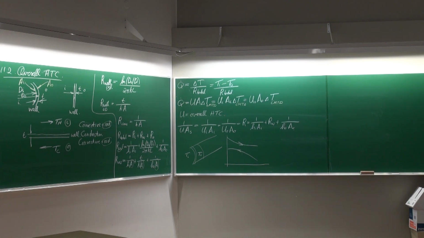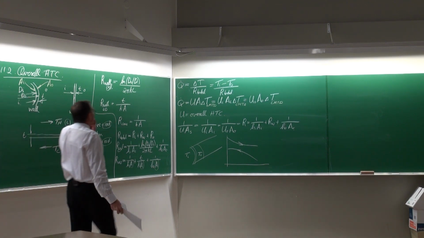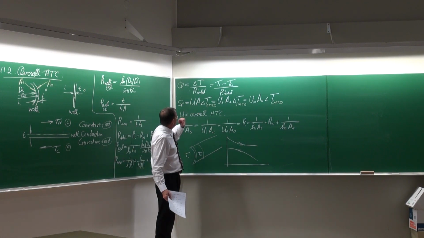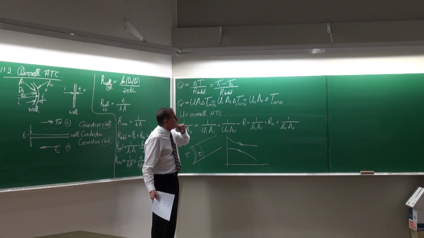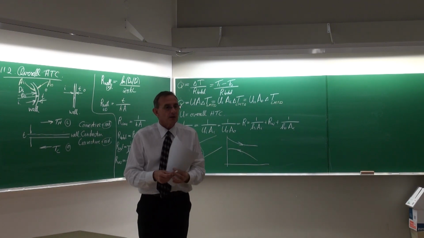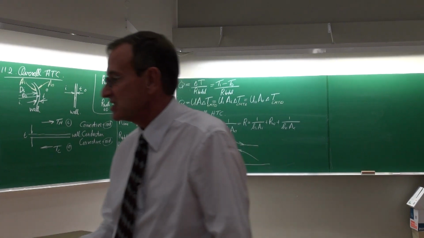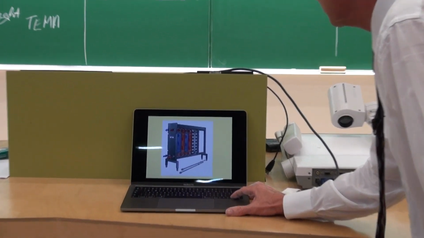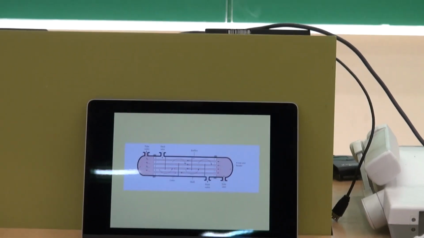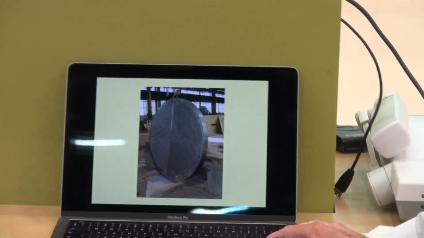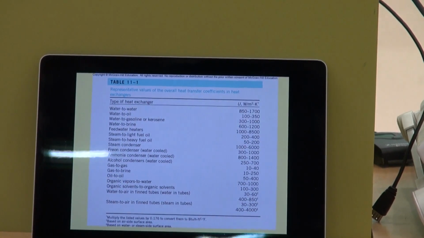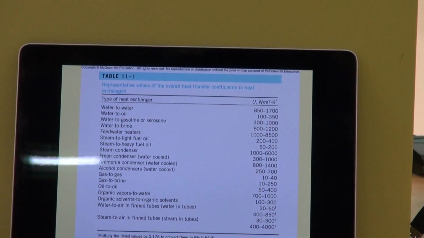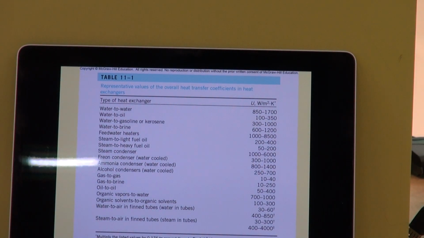So why do we write it like this? Why is this overall heat transfer coefficient important? It is important because many people manufacture heat exchangers. Here are some more slides with different plates. There's a big shell and tube exchanger being constructed. What I want to show you is table 11.1, in which different values of U are given.